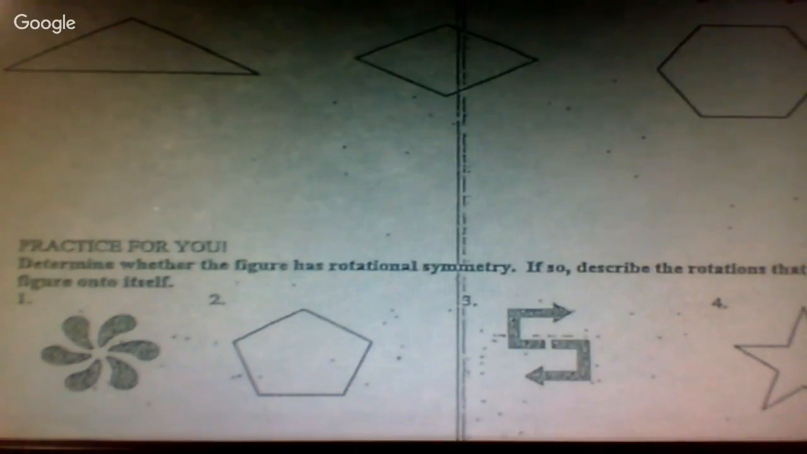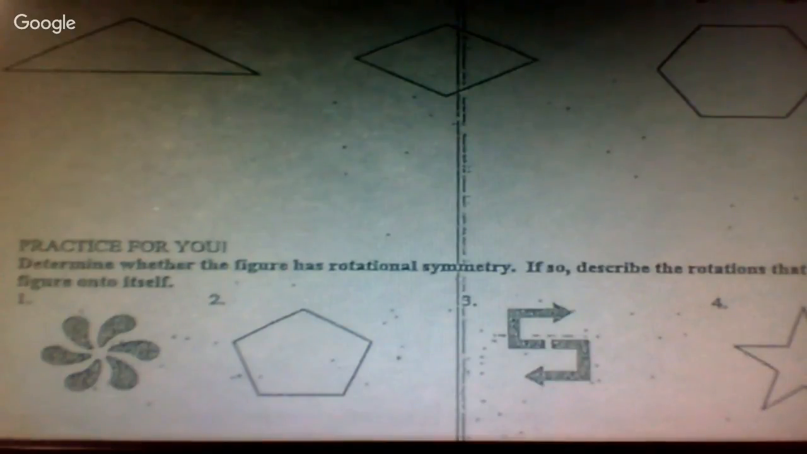Okay, rotational symmetry. This is when I can take a figure and map it onto something else. So, for instance, if I have a hand, it's got 5 fingers. Can I rotate it to look like this one? Yes, I can just flip it like this. Okay, that's what rotational symmetry means.